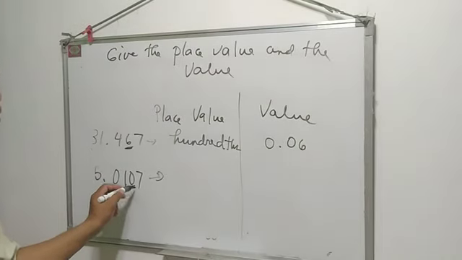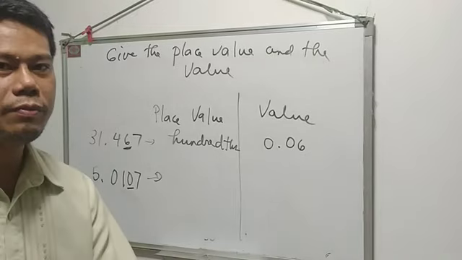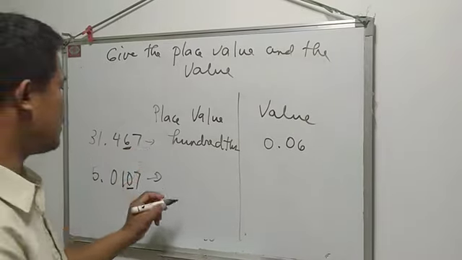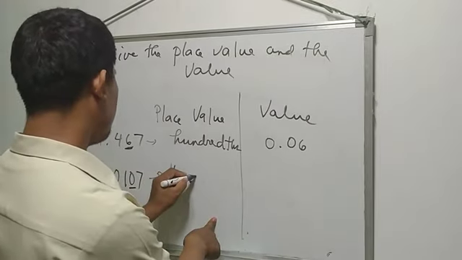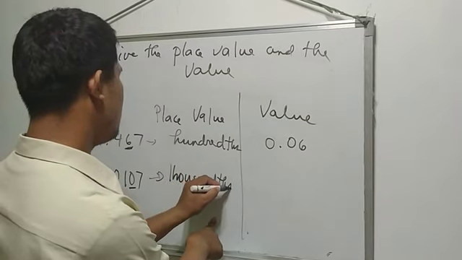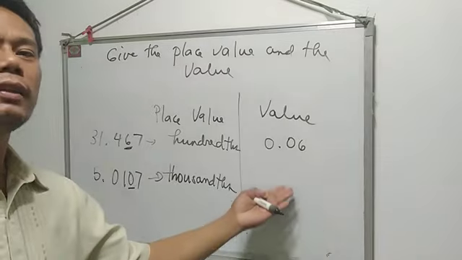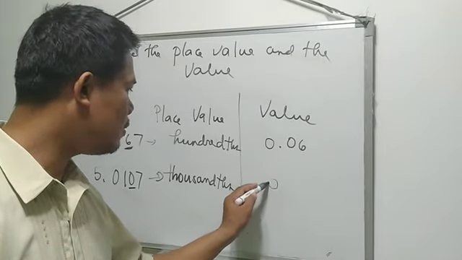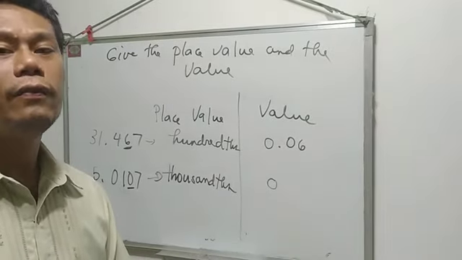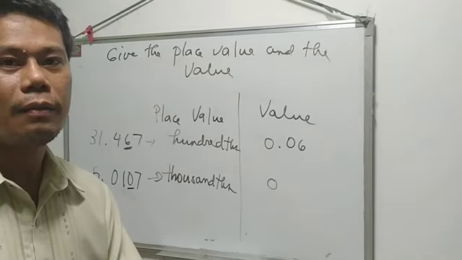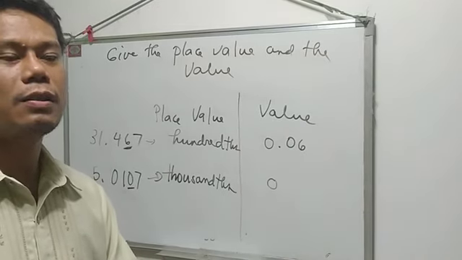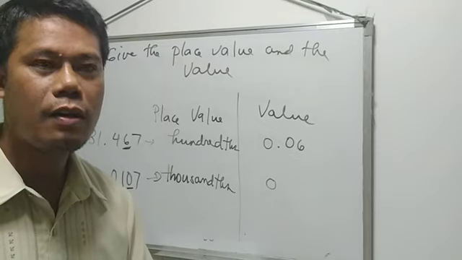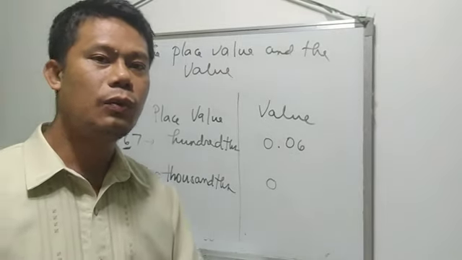Now, I'm going to underline here 0. What is the place value of 0 here? Tens, hundreds, thousands. Very good. So, the place value of 0 is thousands. Now, what is the value of 0 here? The answer is also 0 because 0 has no value. But it has a place value because every position has a place value. Any question?